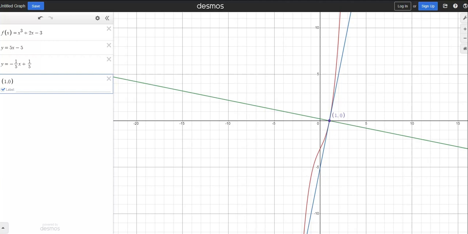Alrighty guys, so this is where we're going to be stopping here. I was going to work on another problem, but I figure I'd save that problem for class.